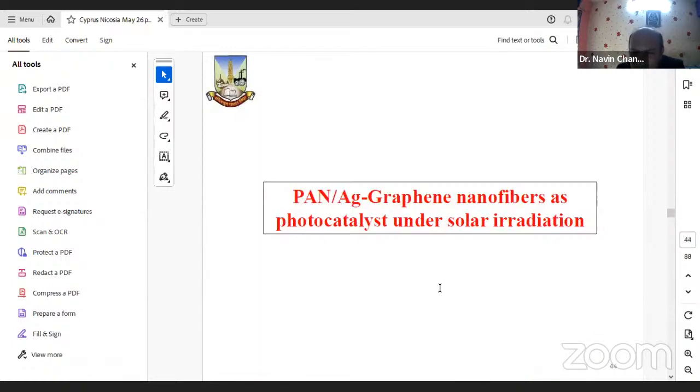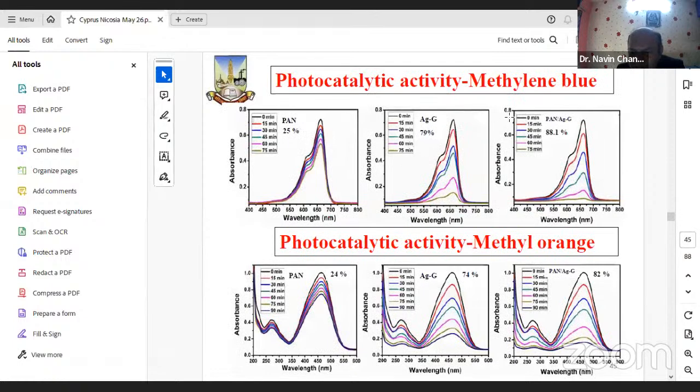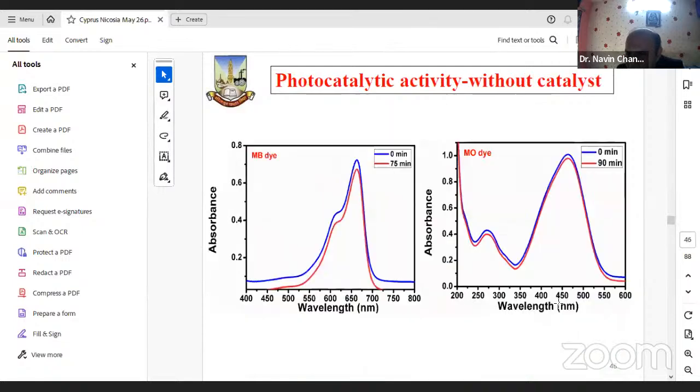Now, the solar irradiation study as a photocatalyst. Here we use methylene blue and methyl orange. If we look into this, PAN 25%, silver graphite nanoparticles show 79% degradation, whereas PAN AGG hybrid nanofiber gives 88.1% degradation for methylene blue. And for methyl orange, 24%, 74%, and 82%. Again, when we compare methylene blue and methyl orange, the rate of degradation is faster in the case of methylene blue as compared to methyl orange.